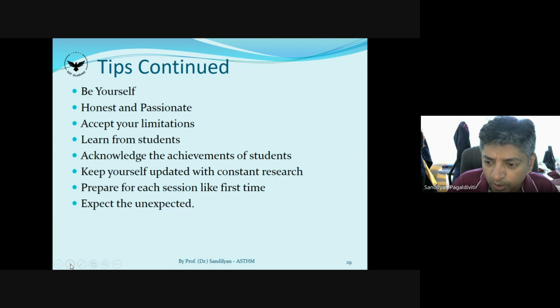Be updated. Do a lot of research. Keep updating your information. What you have taught today might not be relevant tomorrow, though the subject may be the same. So a lot of changes would have happened. Prepare for each class like it is the first class you are going to take. Be ready to expect the unexpected, because students are with a lot of technology these days and they may be more updated than you in certain areas. They may come up with questions which you are not even aware of. So be ready to expect the unexpected. Next.